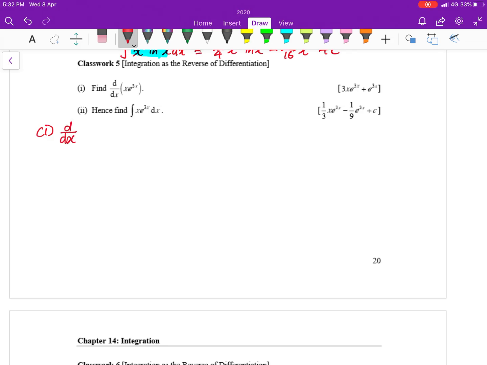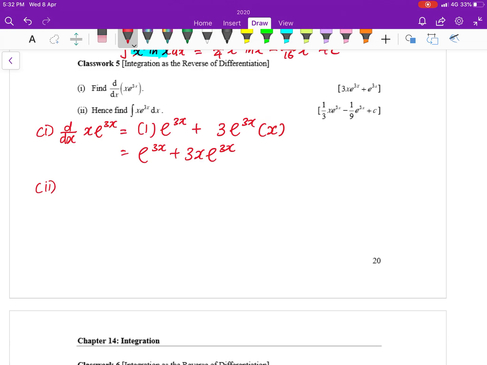Part 1, differentiate this, it will be product rule. Differentiate x e3x. Differentiate the first term, I get 1. Then multiply by the second term, plus differentiate the second term, I get 3e3x times the first term, which is x. Simplify a bit, I get e3x plus 3x e3x. Now part 2, integrate x e3x.